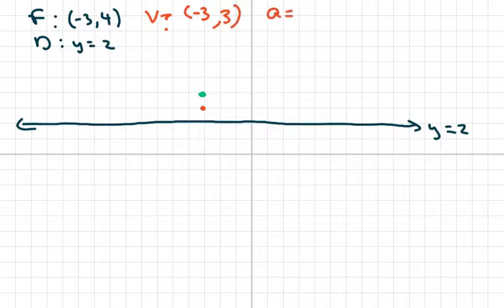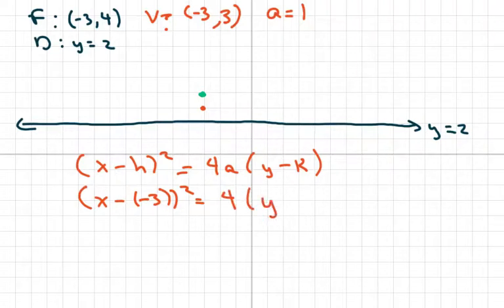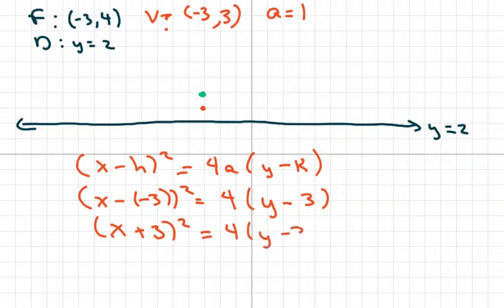Therefore, my a equals 1. We know this is going to open up, so my equation for this is going to be x minus h squared equals 4a times y minus k. You plug things in, you get x minus a negative 3 squared equals 4a. My a is 1, so that's just going to be 4, y minus 3, which happens to be x plus 3 squared equals 4 times y minus 3.